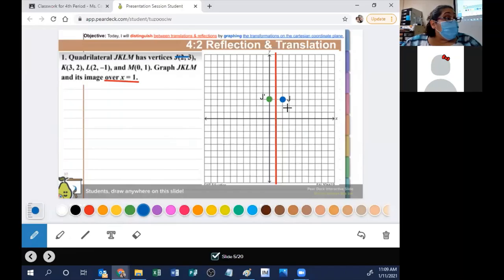Working on K. There's K. I'm going to go ahead and label it. K is 1, 2 from the line of reflection. So I'm going to go out from the line of reflection. 1, 2. There it is.